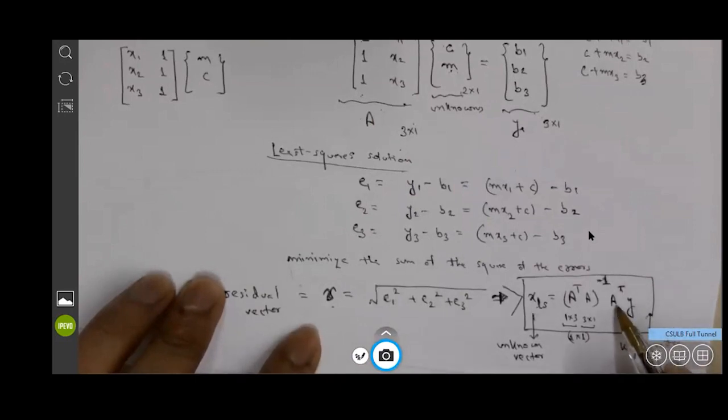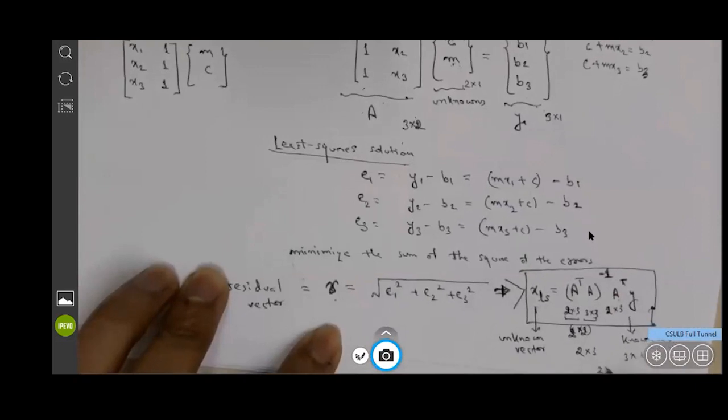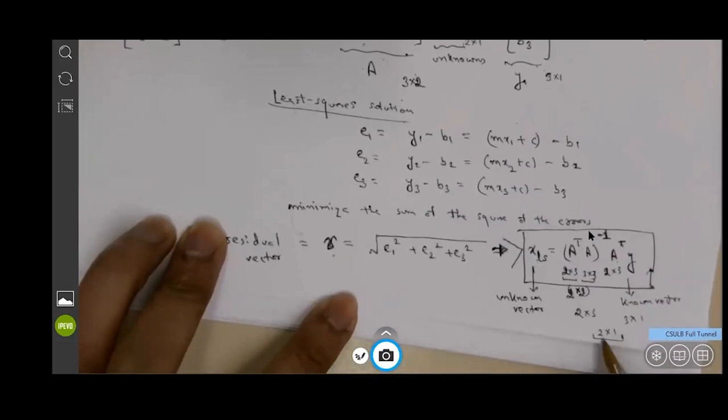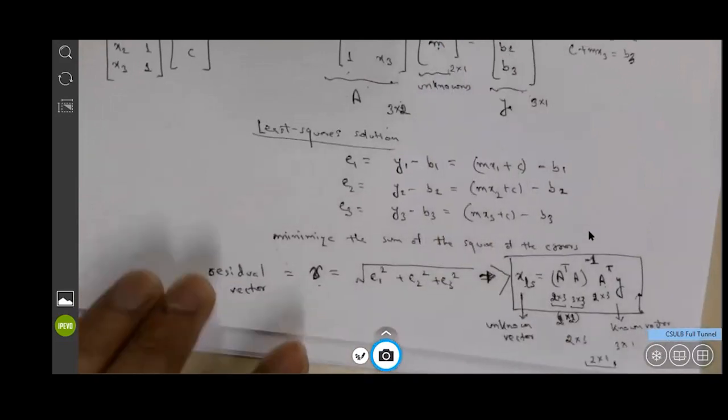And then you have A transpose, again, it is 1 cross 3. Actually, it is 3 cross 2. So 2 cross 3 times 3 cross 2, you get 2 by 2 matrices. Then A transpose is 2 cross 3, so 2 cross 2 times 2 cross 3 becomes 2 cross 3. Y is 3 cross 1. So when you solve for that, you will get 2 cross 1. So your X least squares is going to be 2 cross 1, basically 2 entries. And that is what we are solving for, M and C, or C and M.